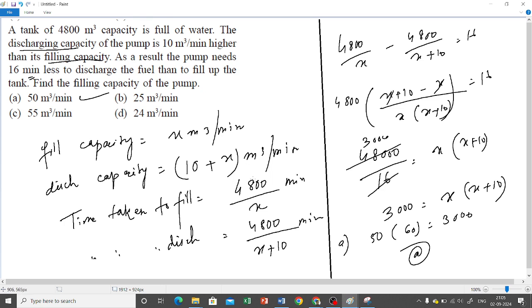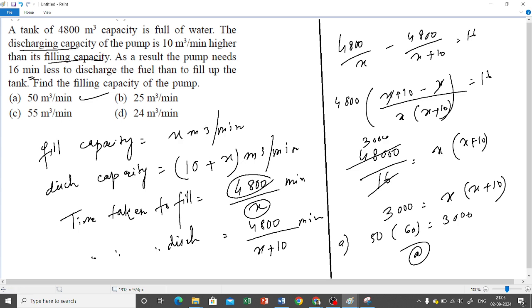Now your question might be why am I dividing 4800 with x? Why am I not multiplying? This can be a confusion during the exam, whether to multiply or to divide.